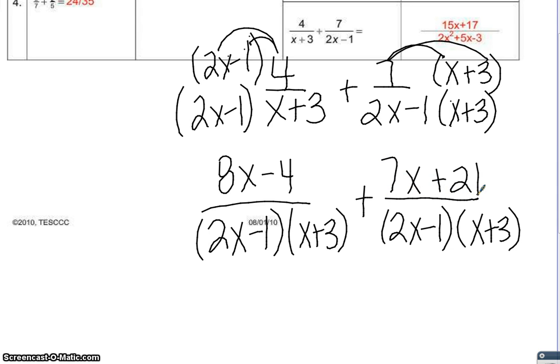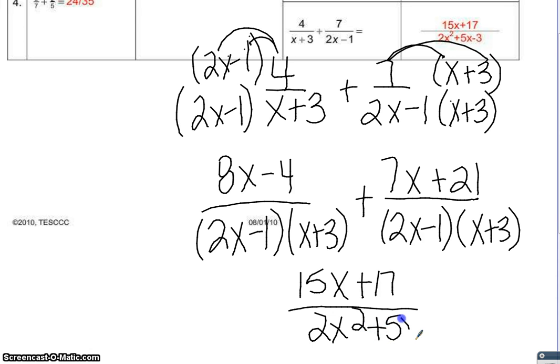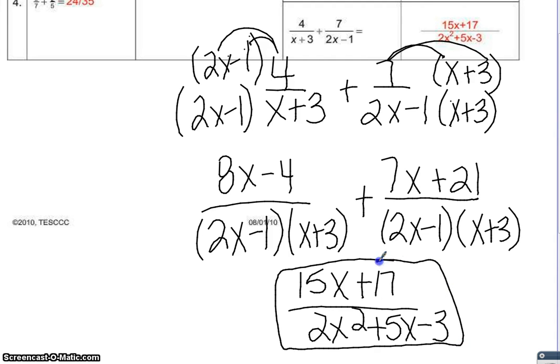So now I combine my like terms in the numerator, and so I have 15x plus 17. And then I'm going to FOIL out the denominator, which is where I get 2x squared plus 5x minus 3. Okay, so let's look at the next page.